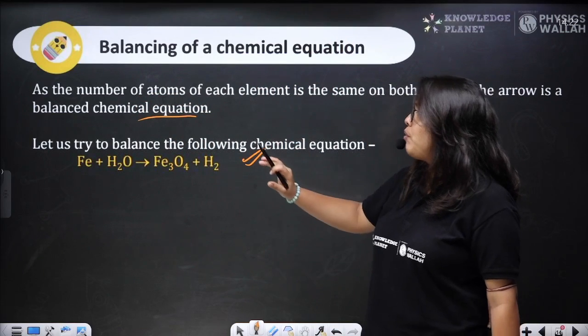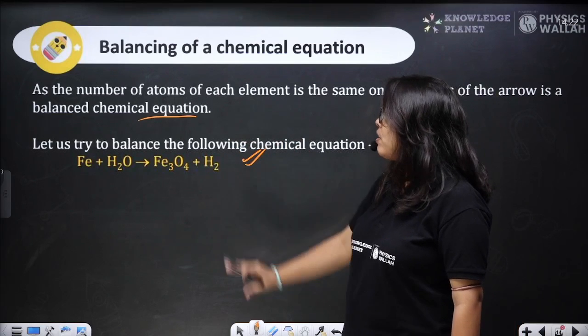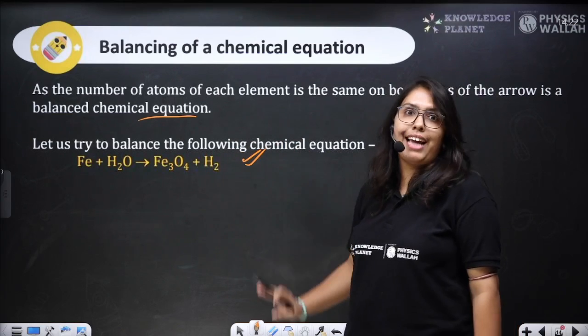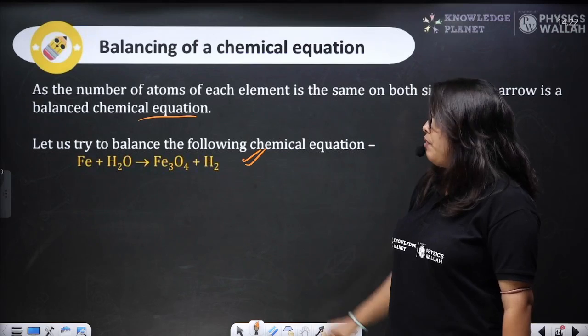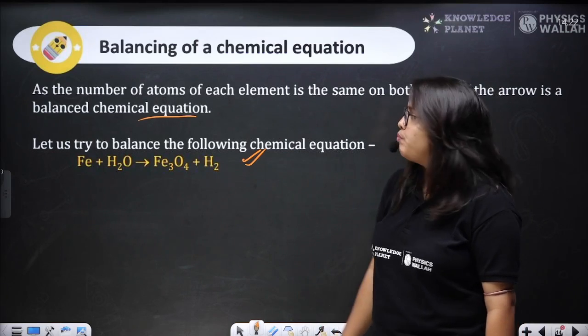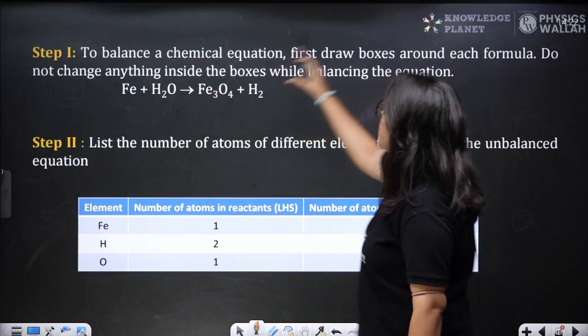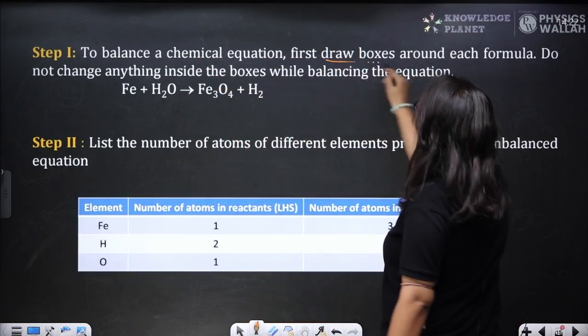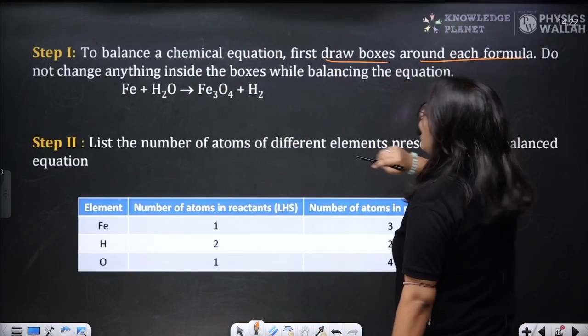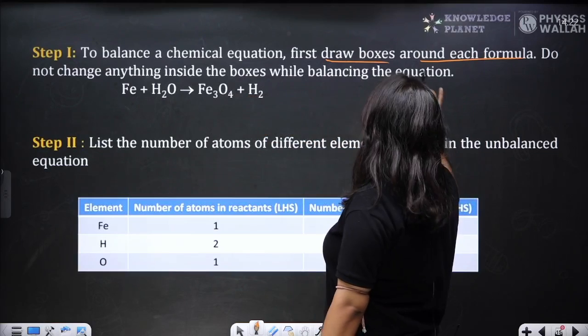Iron reacting with water gives rise to iron oxide, which is nothing but ferric oxide, plus hydrogen gas. Okay, we have to now balance it. There are a few steps that we have to follow. Let's begin with step 1. To balance a chemical equation, first draw boxes around each formula. Do not change anything inside this box while balancing the equation.